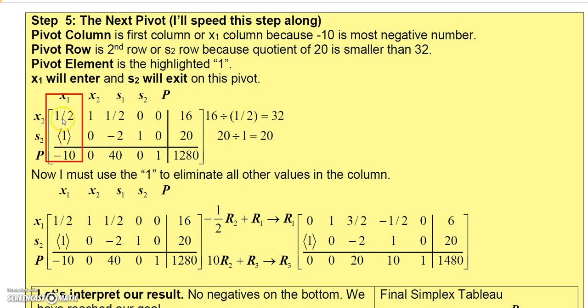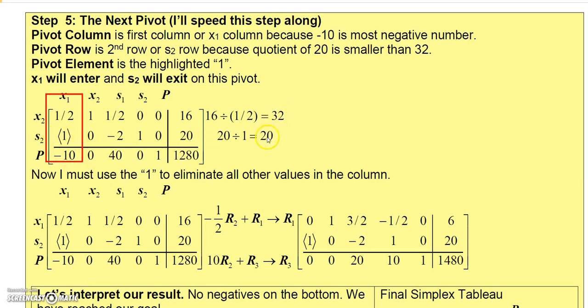Now I have to take these two numbers, the 1/2 and the 1, and divide them into their corresponding constants over here to determine the pivot row. So I have the pivot column, but I have to determine the pivot row by dividing 1/2 into 16. Be careful, because you might be tempted to say 16 divided by 1/2 is 8, but actually 16 divided by 1/2 is 16 times 2, which is 32. And then if you take 20 and divide it by 1, you get 20.